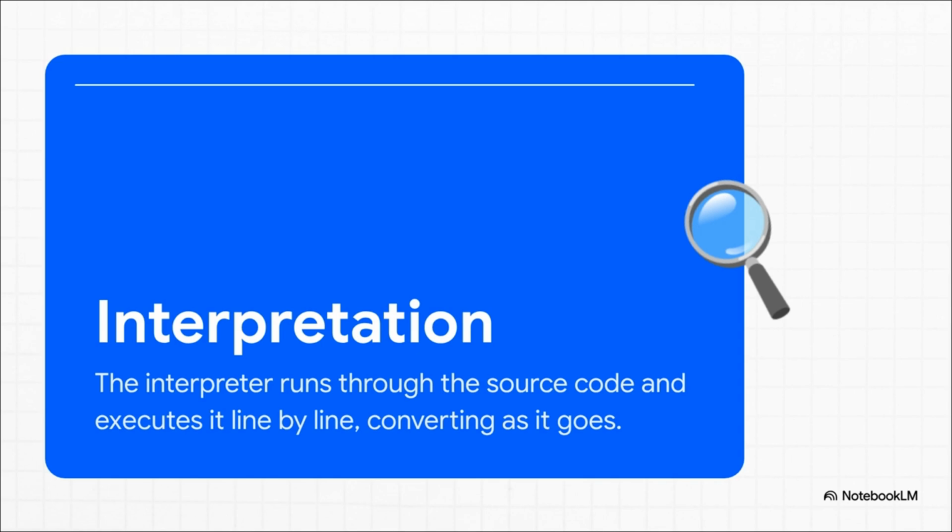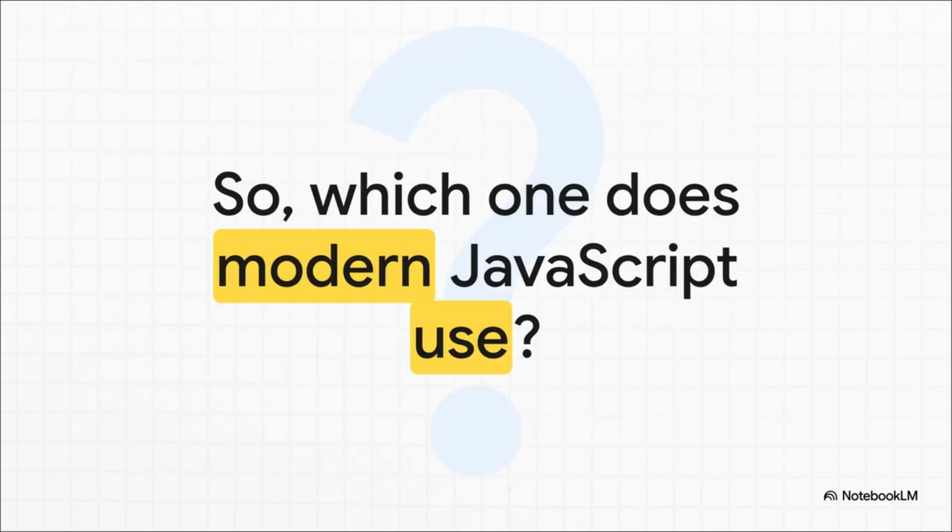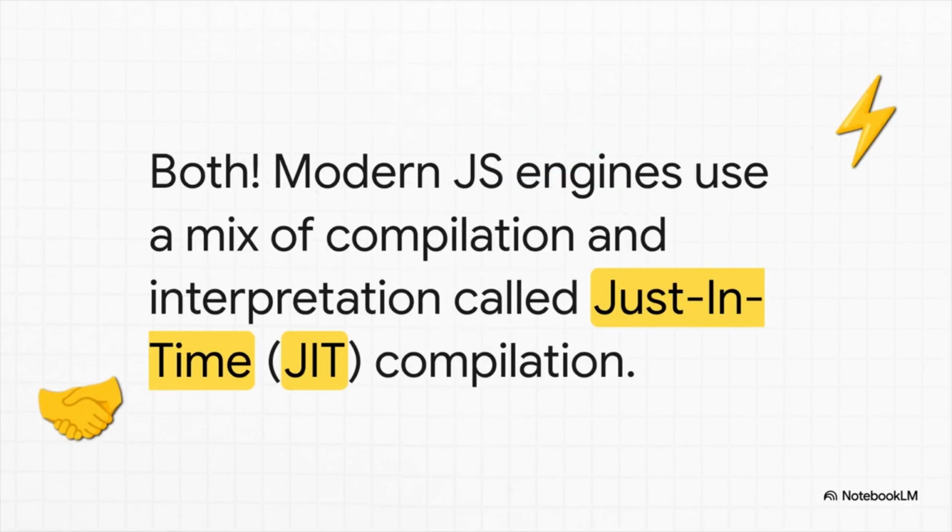And then you've got the other way, interpretation. In this model, a program called an interpreter reads your code line by line, translating and running each command as it goes. It's a simultaneous process. And fun fact, JavaScript used to be a purely interpreted language. So we have the all-at-once method and the line-by-line method. Which one do you think a modern engine like V8 uses to give us the incredible speed we expect from our apps today? And the answer, which is just brilliant, is both.